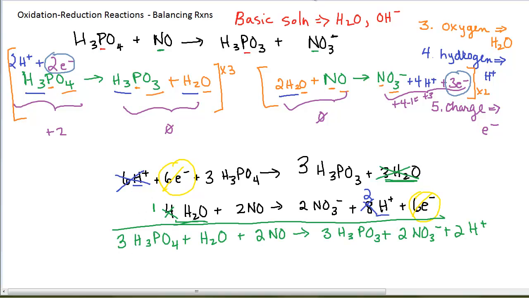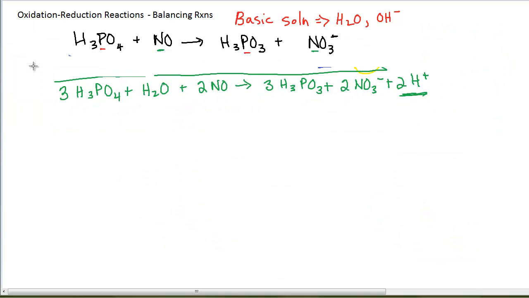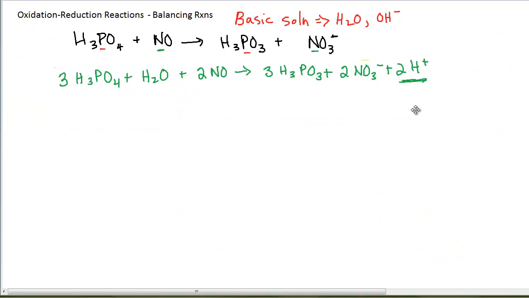If my task was to balance this in an acidic solution, I'd be done. But if my task is to balance it in a basic solution, I need one more step in order to take care of the fact that I will not have H pluses in a balanced reaction if it's in a basic solution. So let me get some space and then we'll do the last couple of steps. Again, I'm not going to have H pluses because those will not exist in basic solution.